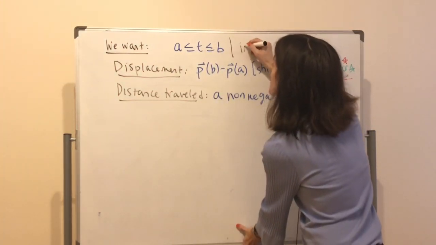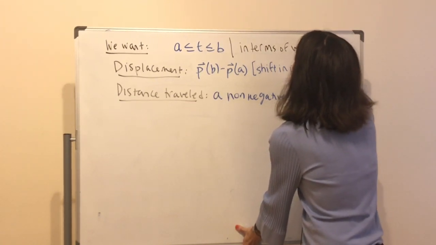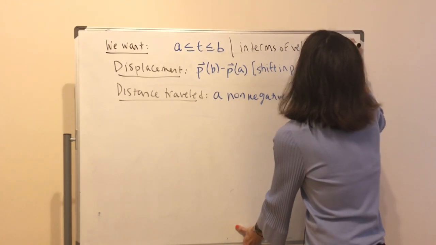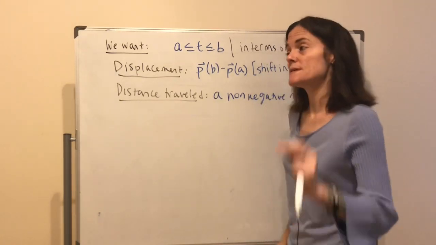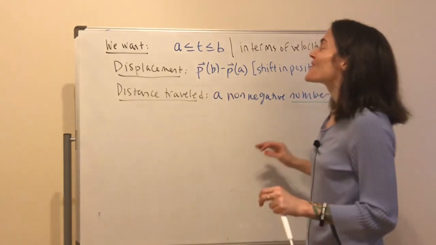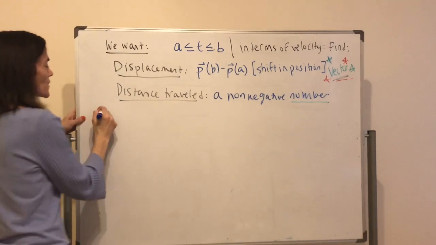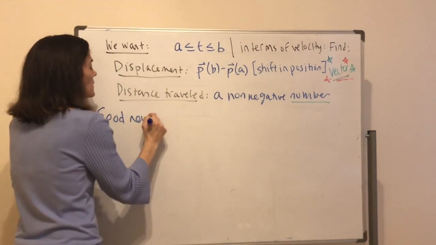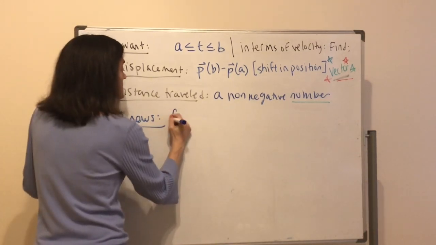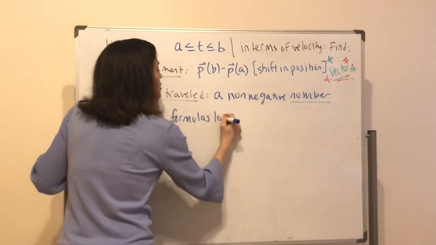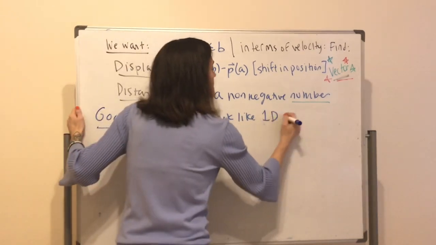We want these in terms of velocity. We want to find both of these, okay? Just like we had formulas, because sometimes you're not given a position, you're given just the velocity. And so we want to be able to find displacement and distance traveled just in terms of that. Now I have very good news for you. The formulas look exactly like in the 1D case.